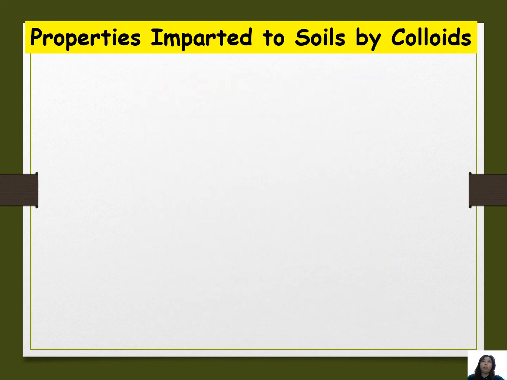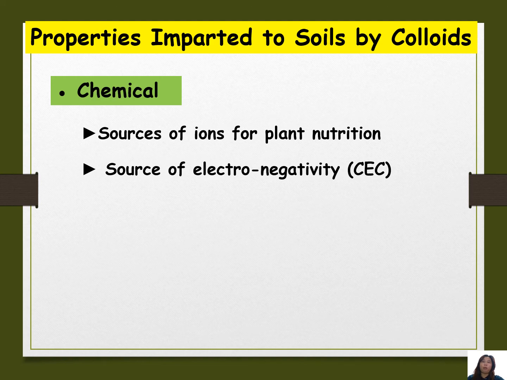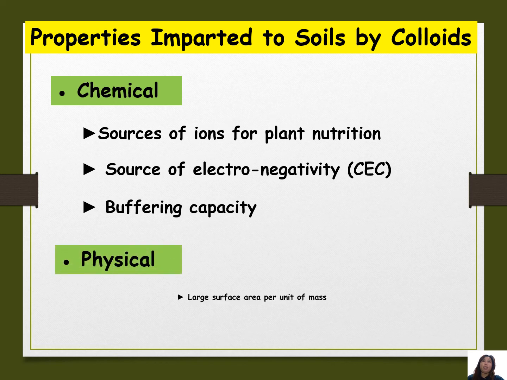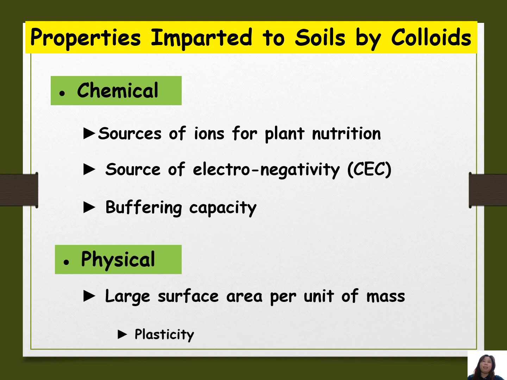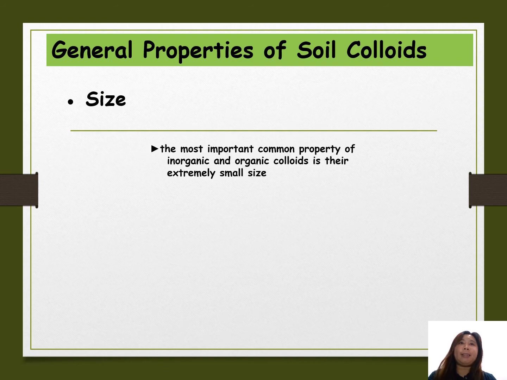For the properties imparted to soils by colloids, for chemical, that is the source of ions for plant nutrition, and also the source of electronegativity or cation exchange capacity, and also buffering capacity. For physical, the large surface area per unit of mass and the plasticity. Now let's move on to the general properties of soil colloids. So let's look at the size.